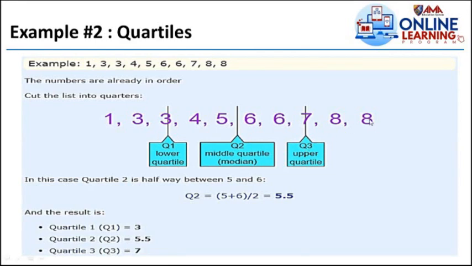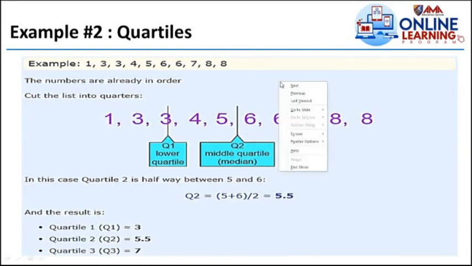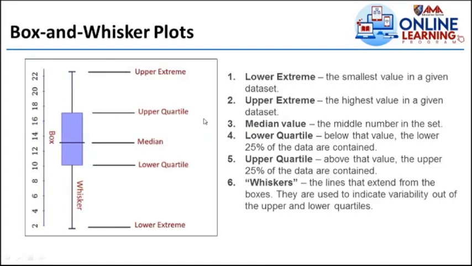Pag dito, that's already 100%. Quartile 1 is equal to 3. Quartile 2 is equal to 5.5. Quartile 3 is equal to 7. Okay? So, box and whisker plots.